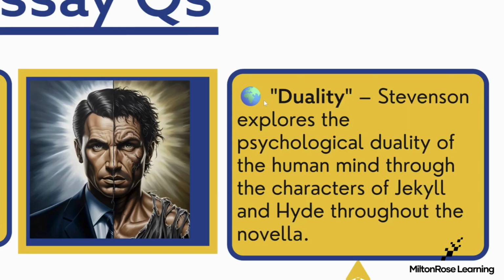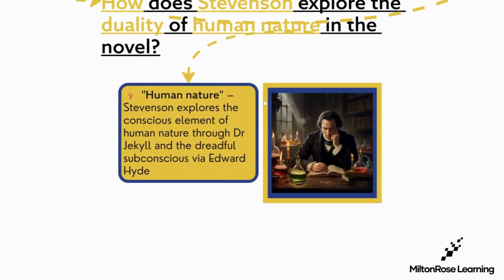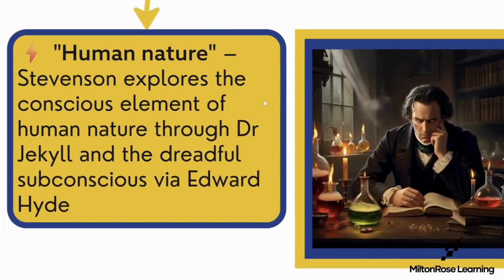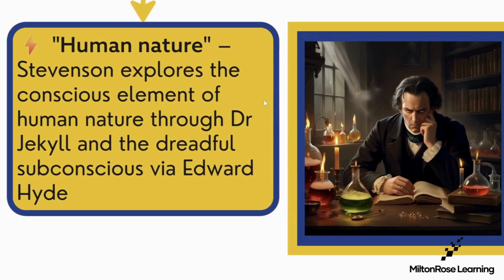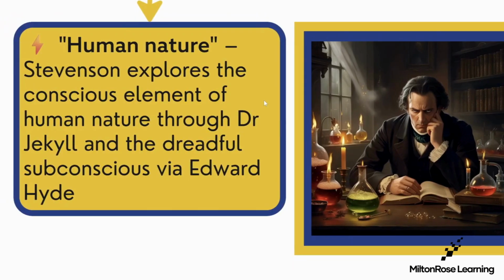Then we have human nature, the duality of human nature. Okay, so we have Jekyll looking very suspicious there in his laboratory. So Stevenson explores the conscious element of human nature, as we were just talking about, through Dr. Jekyll, and then the subconscious through the dreadful nature of Edward Hyde. So he's clearly got that duality thing going on, hasn't he? And that's why you've got two characters living in the same body effectively. And that's where the human nature element of this question can be teased out.